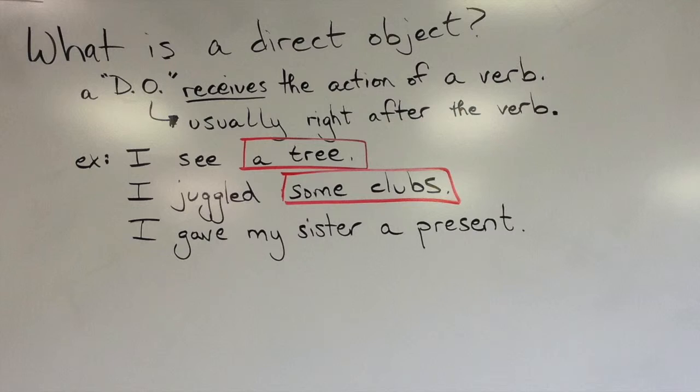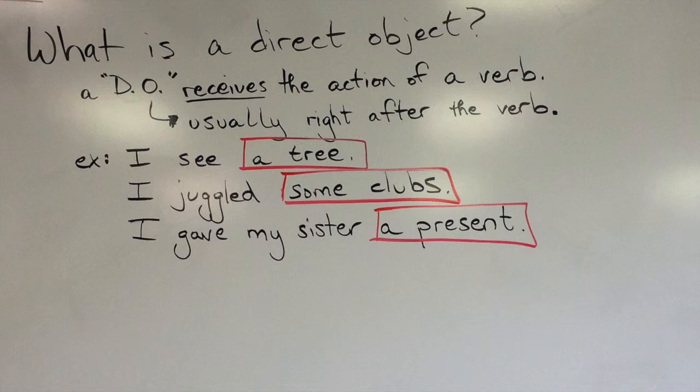What we have to ask here is, did I give my sister or did I give a present? Notice that we didn't give my sister. I wasn't physically handing her off. What was in fact the thing that I was physically handing off? That's right. The present. So the present is our direct object.